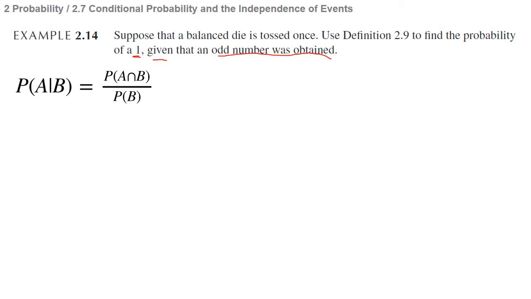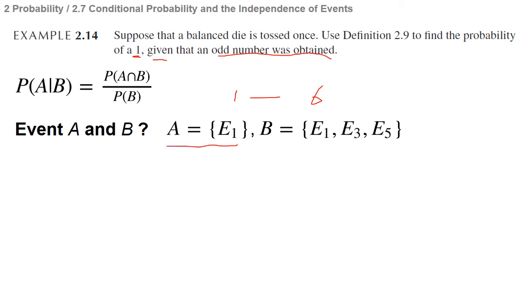This is the definition for conditional probability. And what are the events? The experiment here is tossing a balanced die, and the simple events are observing 1 to 6. Observing 1 would be E1, and observing 6 would be E6. The probability of 1, this is E1, let's say this is event A, and given that an odd number was obtained, that's event B. Event B is observing odd numbers.